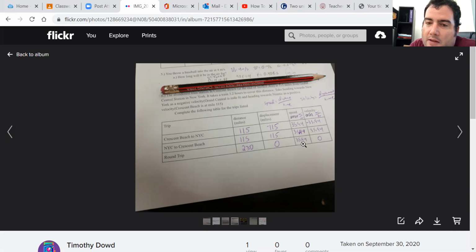And then that plays out with speed and velocity too. If you are calculating speed, you do distance over time. If you're calculating velocity, you're doing displacement over time. So your average velocity on a round trip is 0 because you end up back where you started.